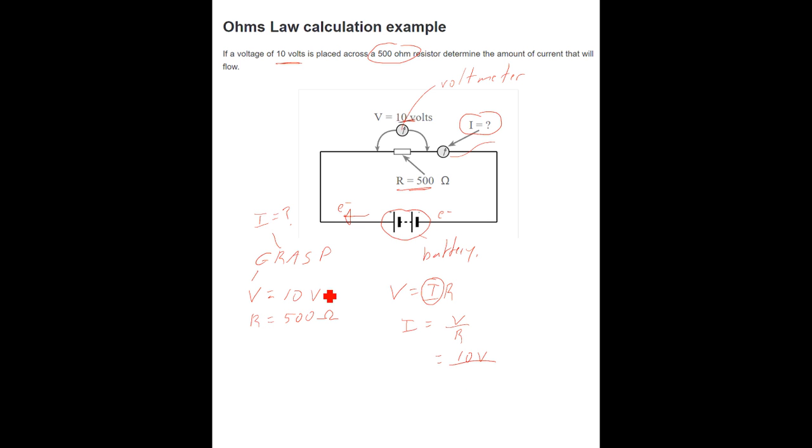Always put the units in when we get to plugging it into the equation as well, divided by 500 ohms. And here we end up with an answer of 0.02. You can plug those numbers into your calculator, and it is current, so the units would be amps for this calculation.